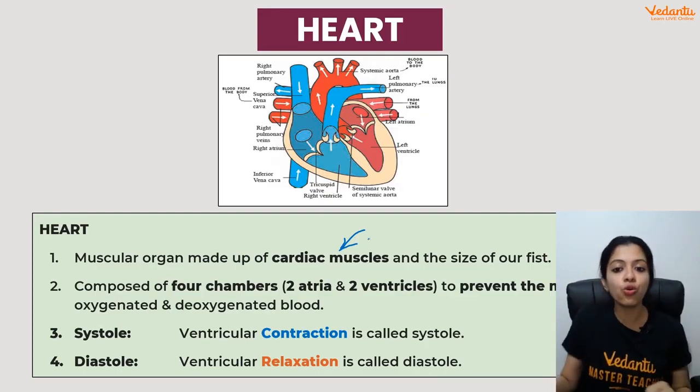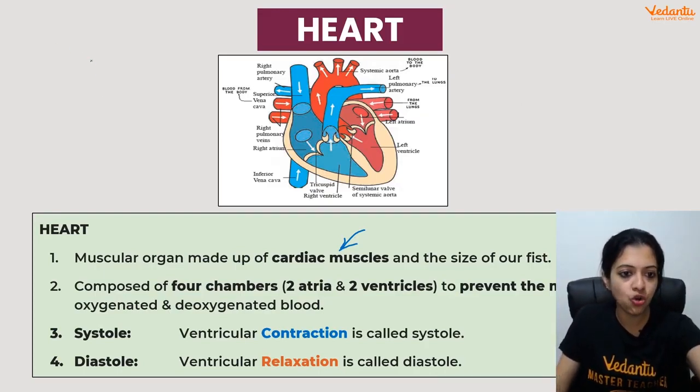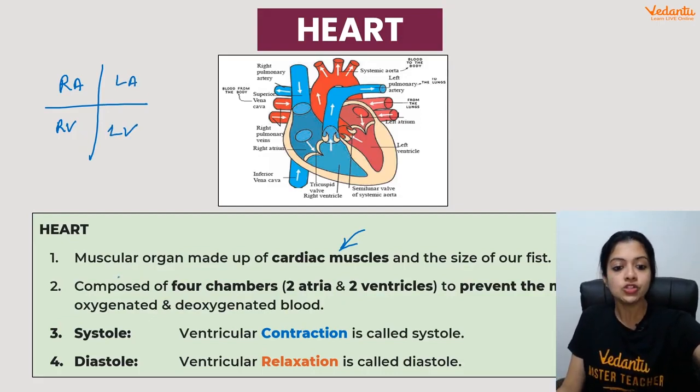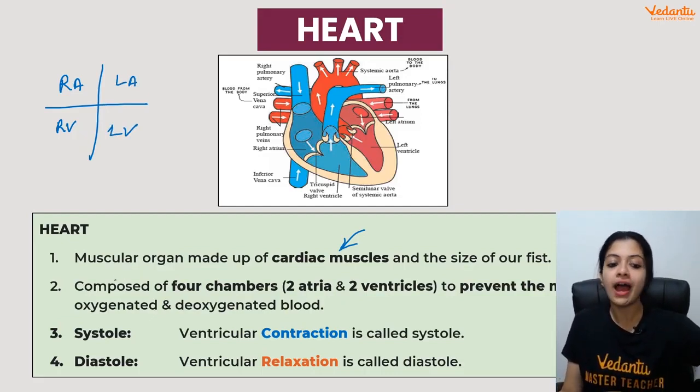It's comprised of 4 chambers. What are they? I'll just draw it here like this. The 4 chambers of the heart would be the right atrium, the right ventricle, and the left atrium and the left ventricle.